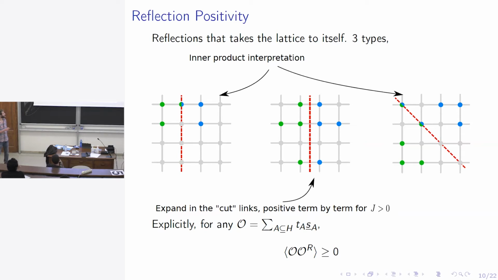Yeah, and for this one, you can just expand the cut links. You cut it and you expand in the cut links, and you get infinitely many terms, but all of them are positive. So the positivity is manifest. And explicitly, the meaning of this positivity is that for any variable constructed out of a linear combination of spins inserted only on 1/2 of the space, I have this condition where R is the corresponding reflection. So this gives me a semi-definite positive matrix condition on my variables.